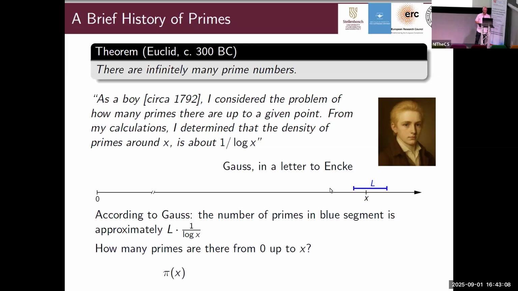So how many primes are there from 0 up to x? This is denoted by pi of x. If the density should be 1 over log x, then for the total number of them, you integrate that density. It's the integral from 0 to x of 1 over log t. You shouldn't be scared to integrate it from 0. It looks like a discontinuity, like a singularity there, but it's not. And this is denoted Li of x, and that's asymptotically equal to x over log of x.